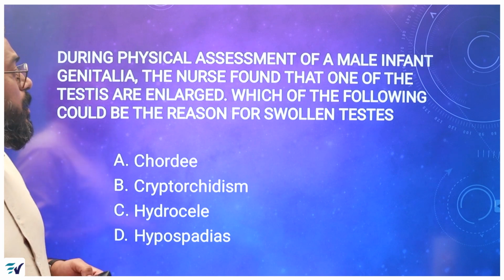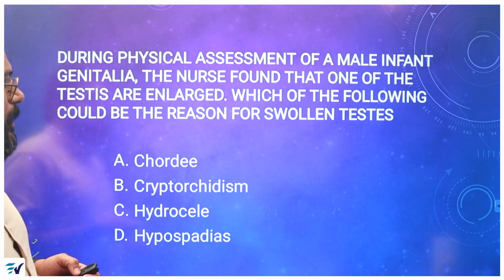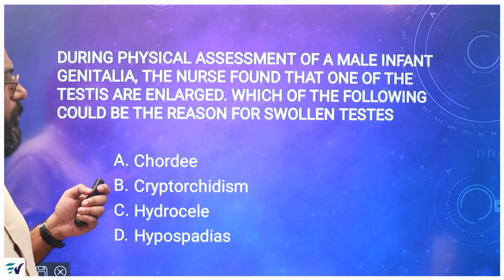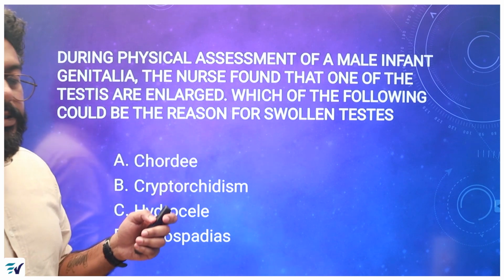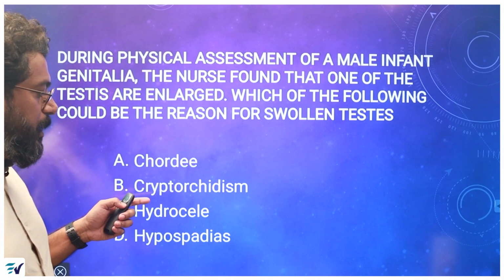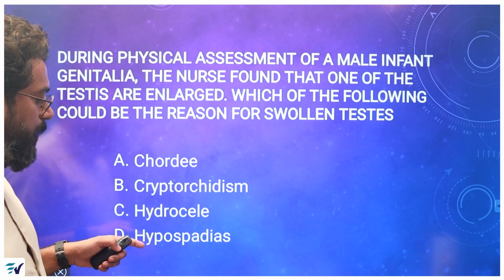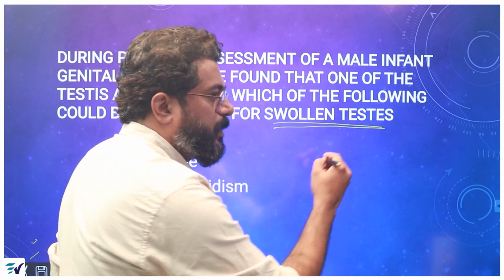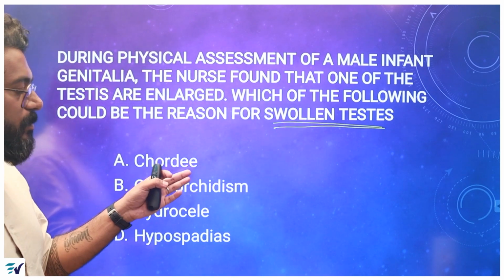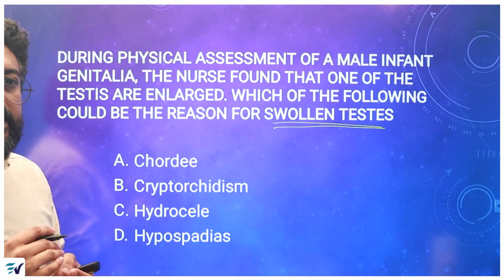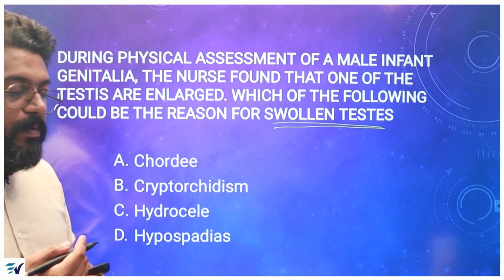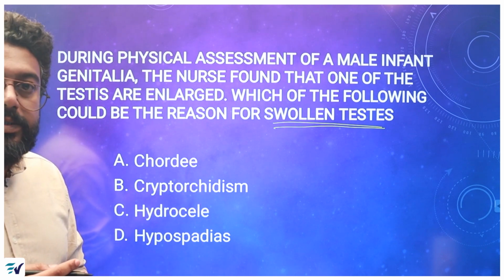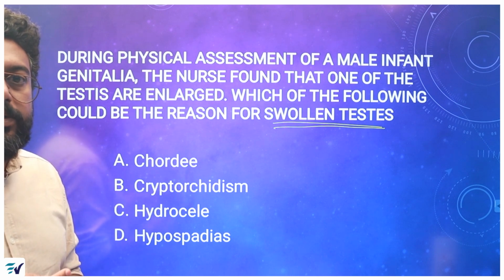Next question. During physical assessment of a male infant's genitalia, the nurse found that one of the testes is enlarged. Which of the following could be the reason for swollen testes? Option A, chordee, B, cryptorchidism, C, hydrocele and D, hypospadias. So swelling of the testis is related to which condition? That is the question. So option A, chordee. Chordee means abnormal bending or abnormal sharp curvature of the penis. Cryptorchidism is also known as undescended testis, in which the testis fails to descend into the scrotal sac.